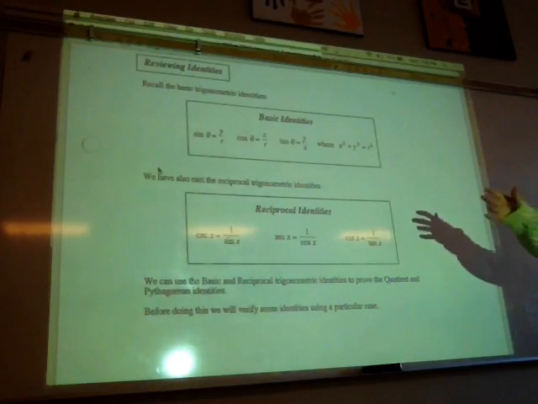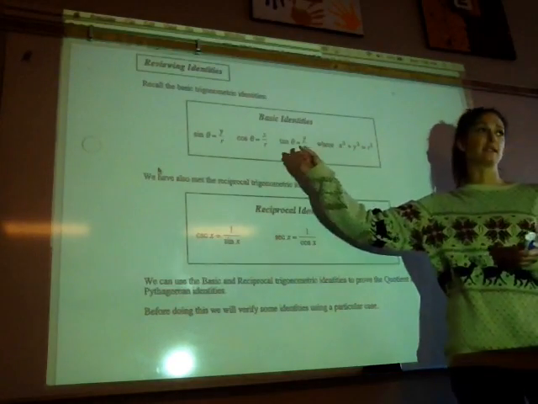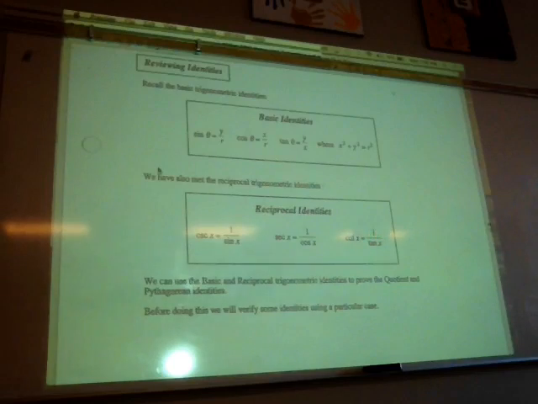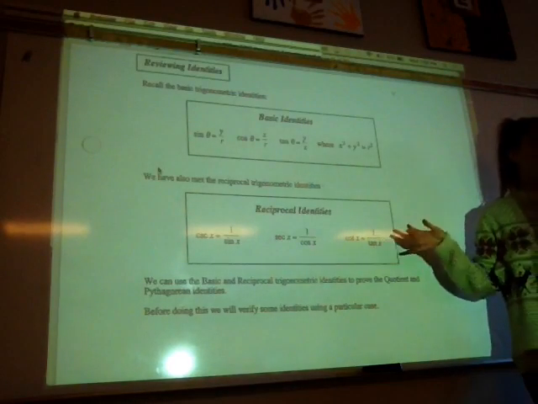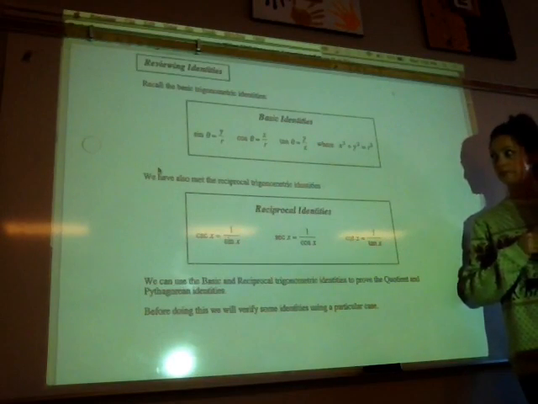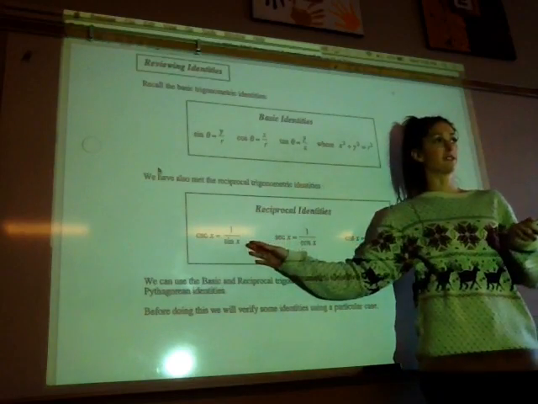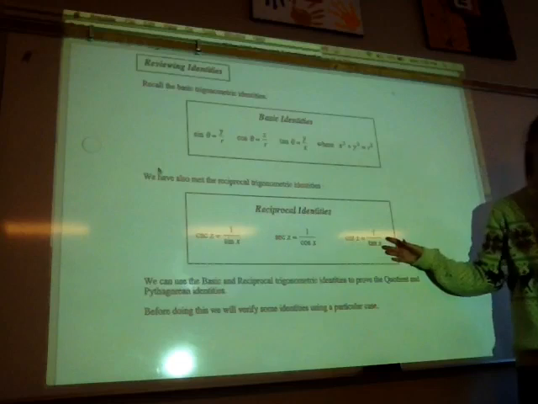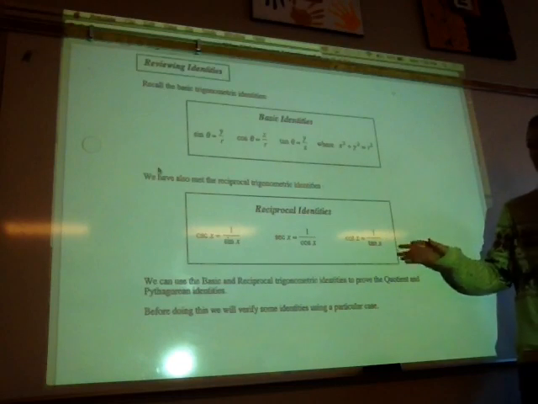One thing that's important is to remember these are called the basic identities of trig. We also know some reciprocal identities. Hopefully you guys have memorized these ones as well. Cosecant is the reciprocal of sine, secant is the reciprocal of cosine, and cotangent is the reciprocal of tan.